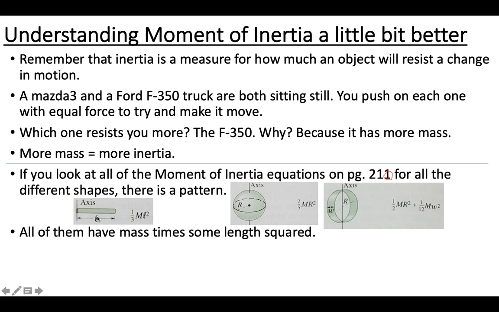Like with the rod, you take the length in the rod, and that's L squared. That's in there. If you look at the ball, we have R squared. R is measuring a length. It's measuring from the center out to the edge of the ball. That's a length, and it's R squared.